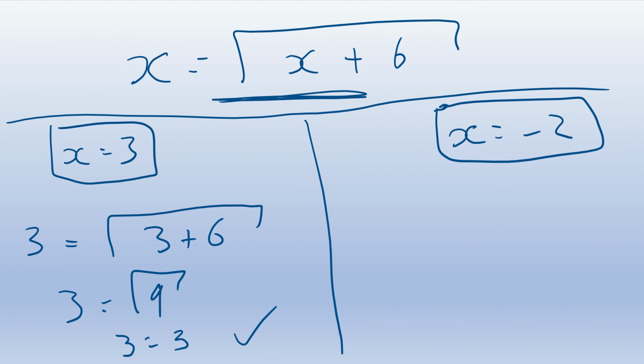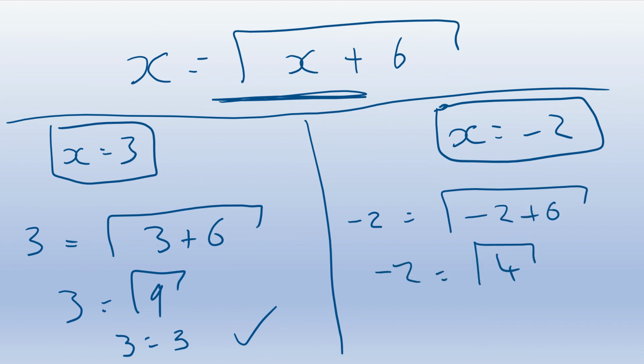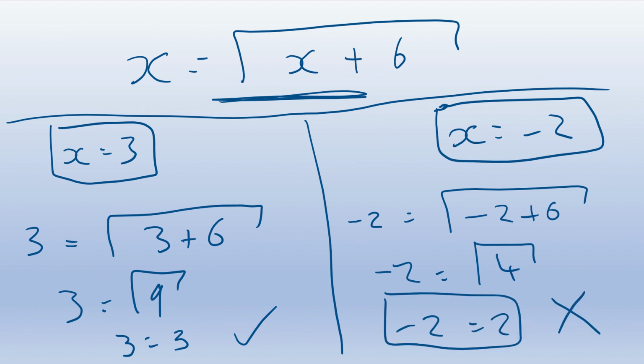That's all good. However, on my right hand side here, when x is equal to minus 2, I've got minus 2 is equal to the root of minus 2 plus 6. So minus 2 is equal to the root of 4. And then I end up with minus 2 is equal to 2. And of course, that right there is not correct. So we cannot accept that answer.